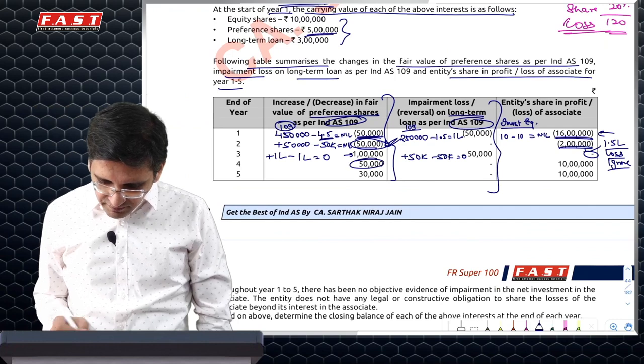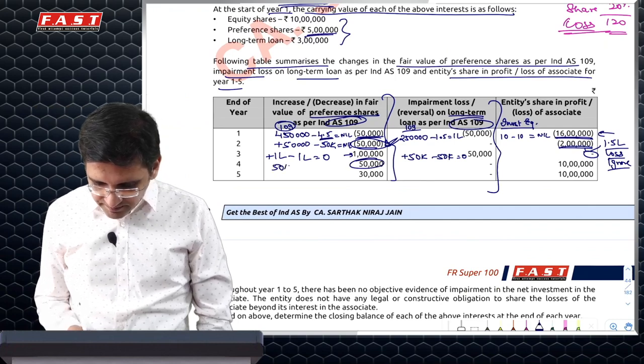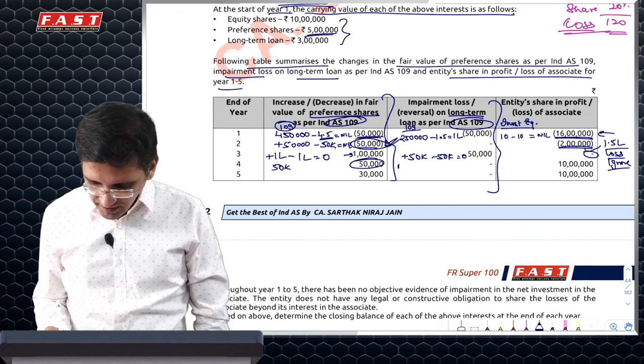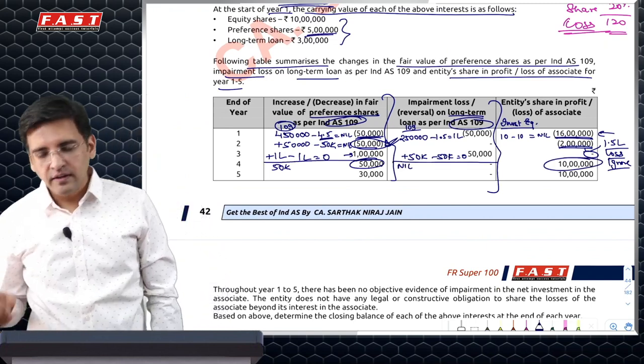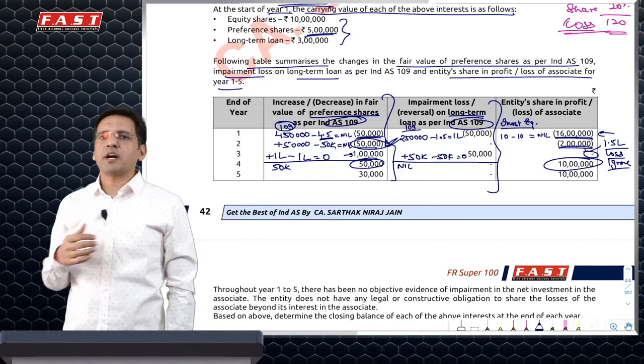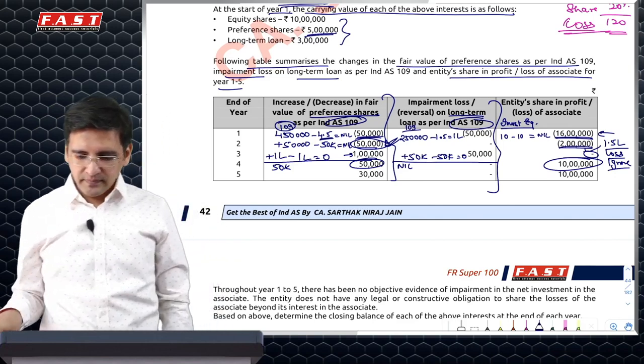Now next year again 50,000 plus, so this will come at 50k. Here there's no gain, so this will be at zero opening values. Now there's a gain of 10 lakh. First, whom should I go to? The one who's standing in the front of the line. That means the loan asset.